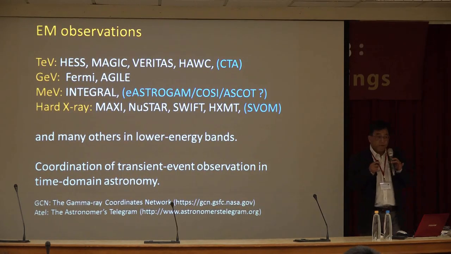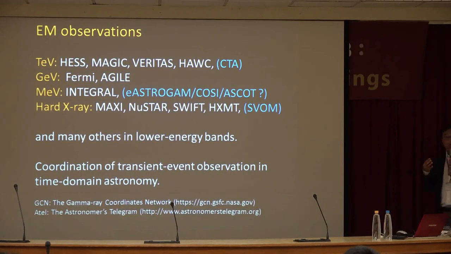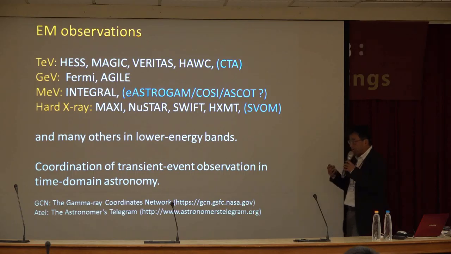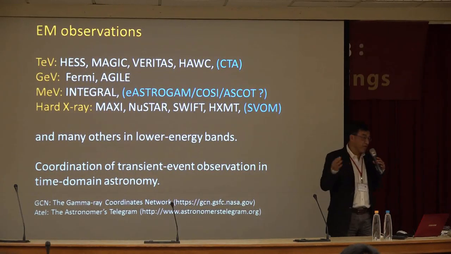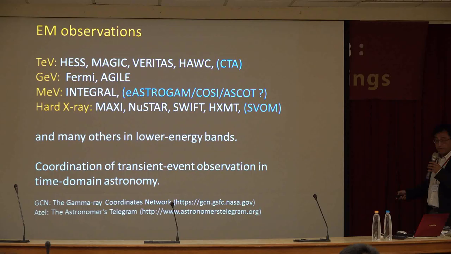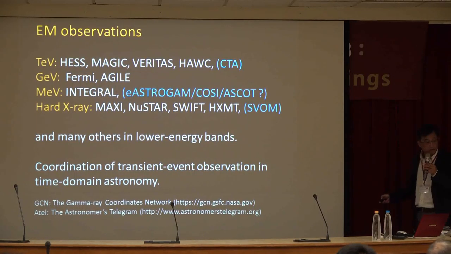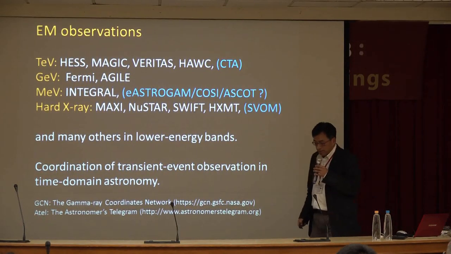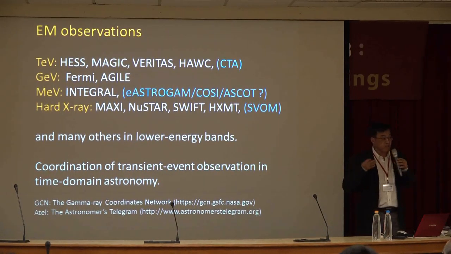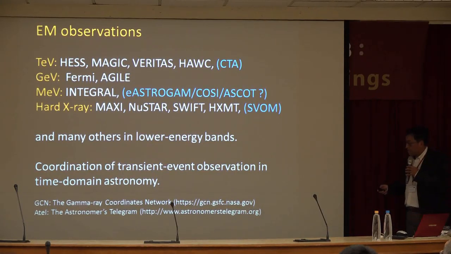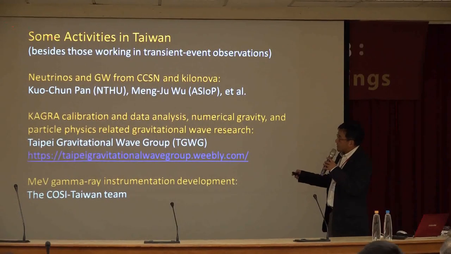So it's very active. I mean, in electromagnetic observation, very, very active. But for this kind of multi-messenger observation, large-scale coordination is important. And astronomers on Earth have actually been doing that for a long time. Two examples are, if you are interested, you can go check these two sites for GCN and ATel. And also the LIGO event, I think, will be broadcast through the GCN channel almost in real time. And then, some activities in Taiwan.